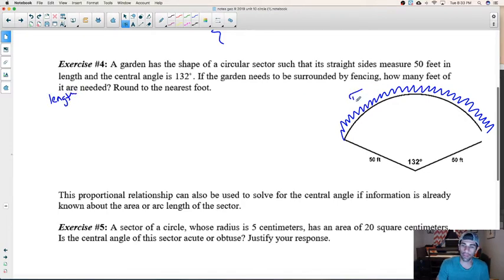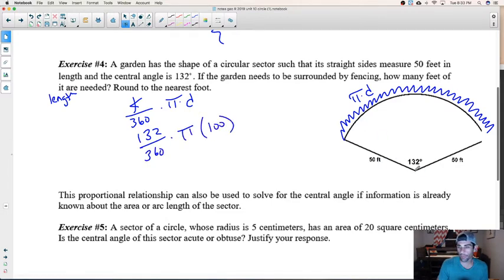So I'm thinking, since it's circumference, I'm going to be using the pi times diameter. So it's angle over 360 times pi times diameter, or 2 pi r. Doesn't matter which one you're using. Now they told me the central angle is 132. Here I'm not going to use 50 because I'm going to use 100, because this is technically the radius of the circle.